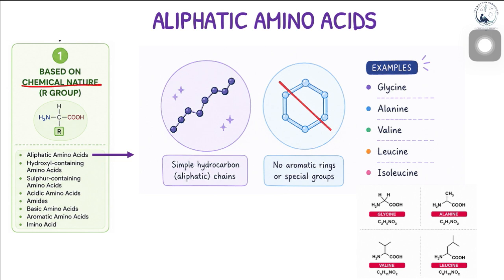So first classification is aliphatic amino acids. So these are simple hydrocarbon chains and there are no rings present. Okay. So here you have the basic first amino acids, your glycine, alanine and your valine, leucine and isoleucine. That is your VIL amino acids, which are branched chain amino acids. Okay. So this is how the aliphatic amino acids are. They're very simple and they have hydrocarbon chains.